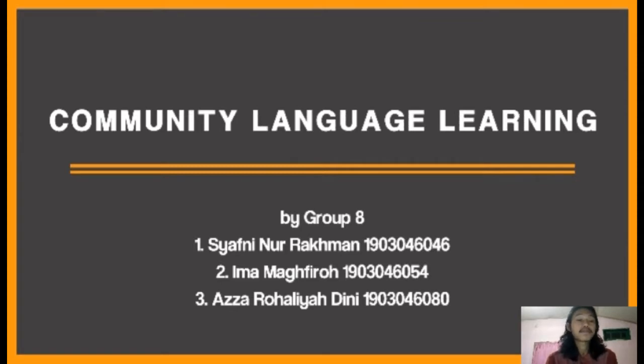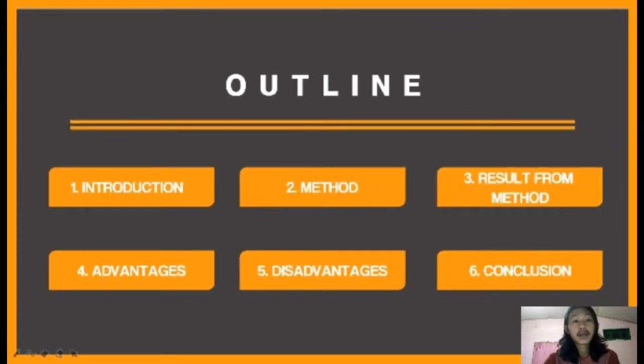For the first, we will look at the outline in this presentation. First is introduction, and the second is method, and the third is result from method, and the fourth is advantage, five is disadvantage, and the last is conclusion.